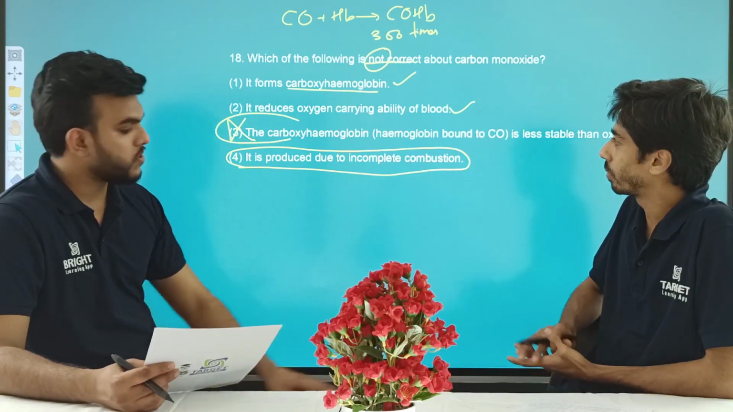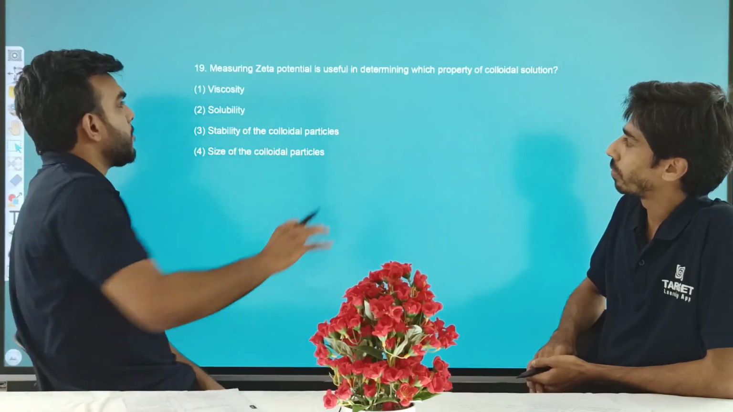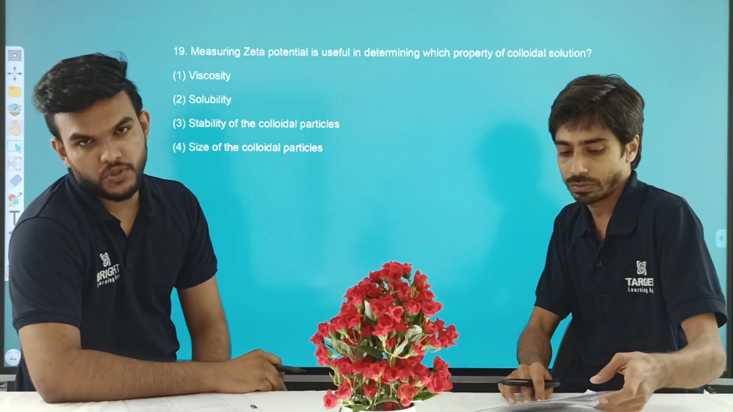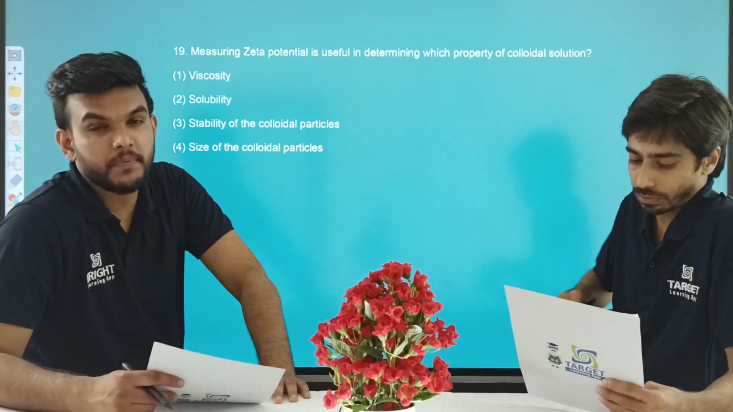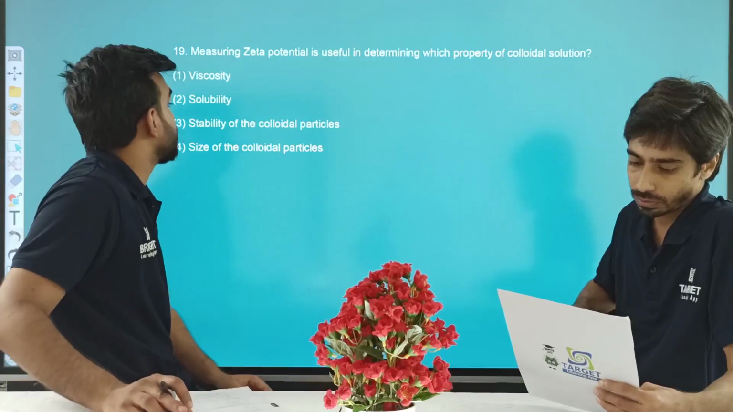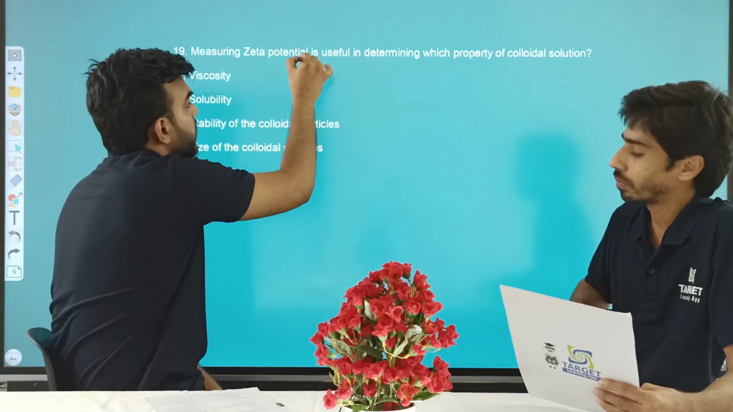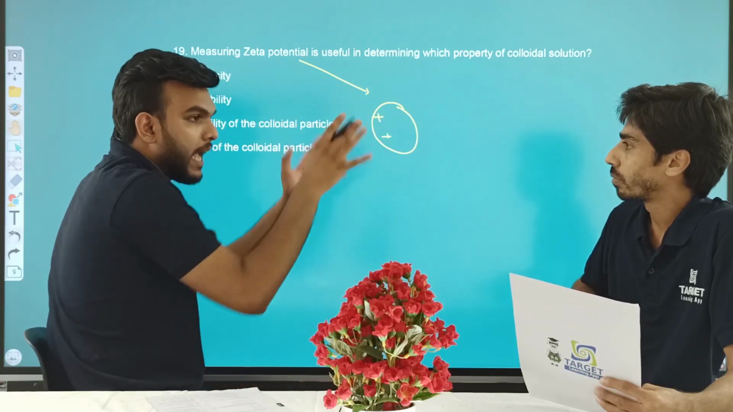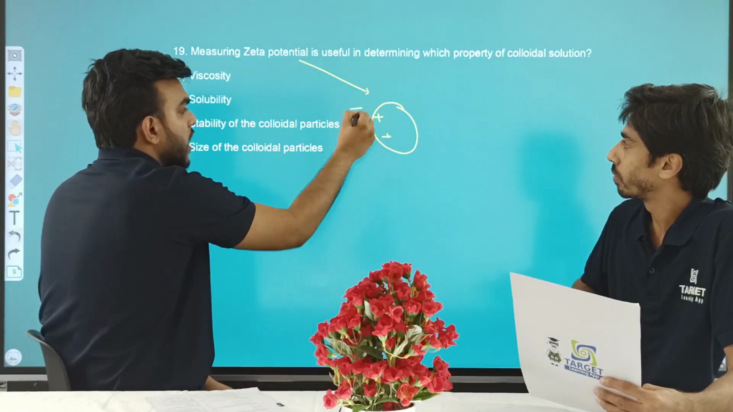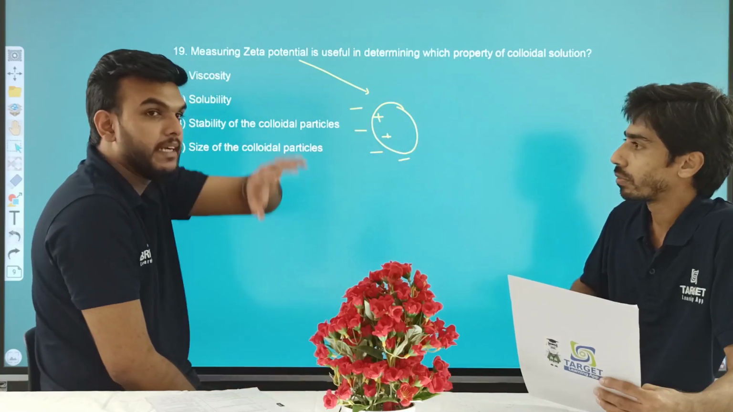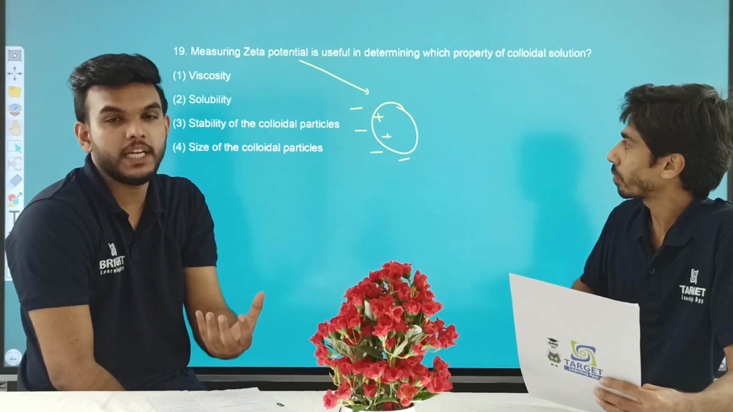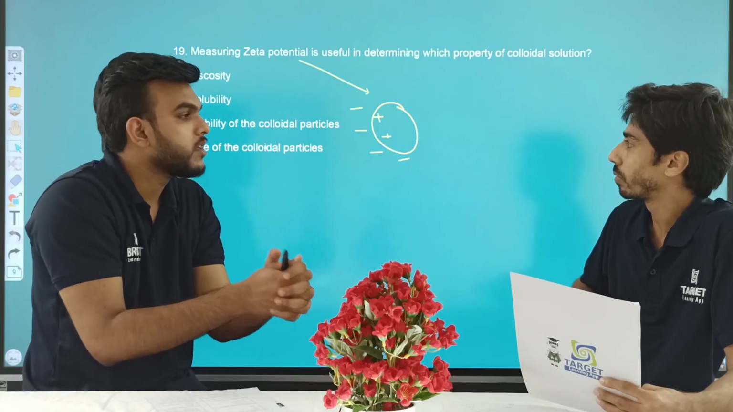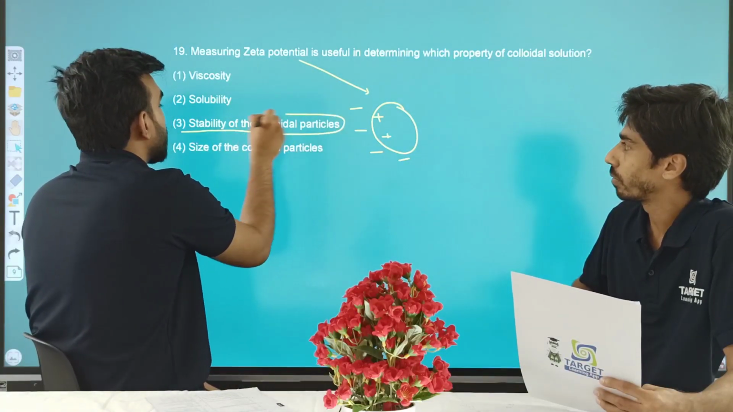So we can go to our next question. The next question: measuring the zeta potential is useful in determining which property of a colloidal solution. This question is based on the chapter surface chemistry. In the case of zeta potential, two charges are present, forming a Helmholtz double layer, with a positive charge and a negative charge. The two different charges attract together and are more stable. So the concept here is the stability of the colloidal particles.